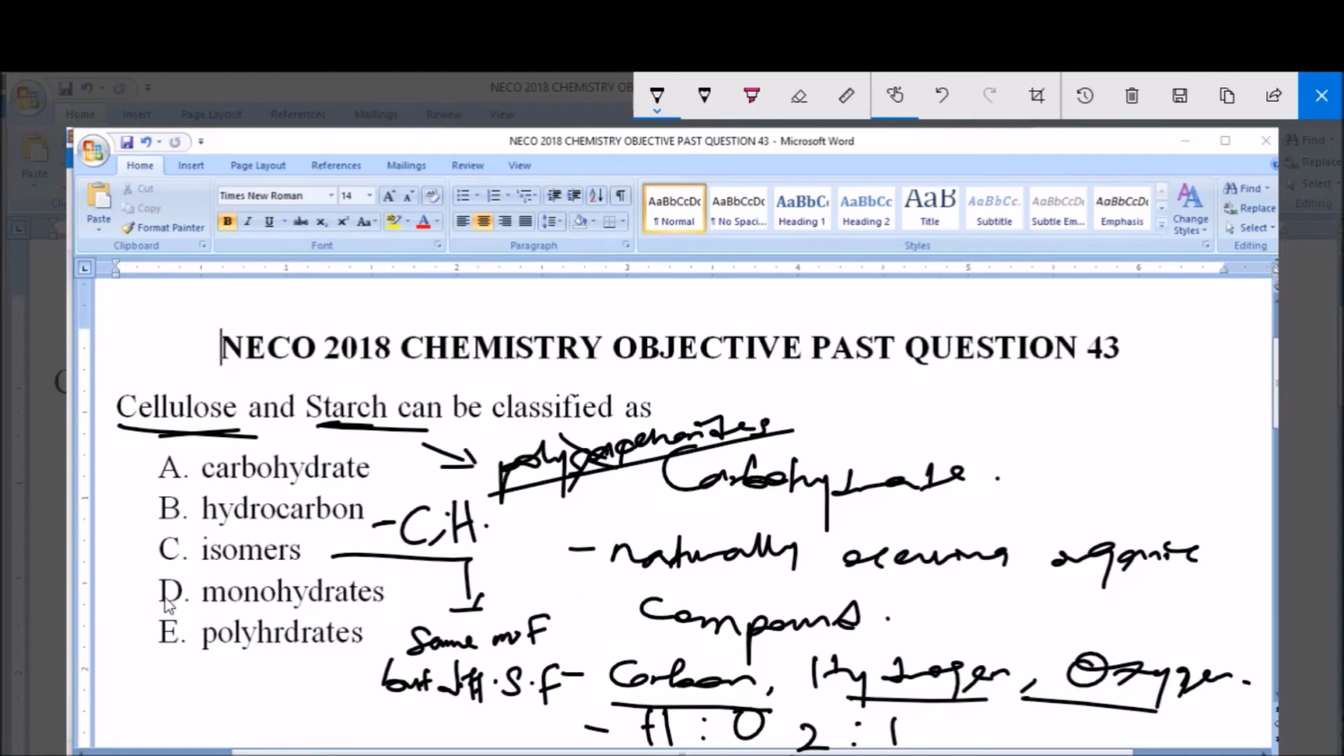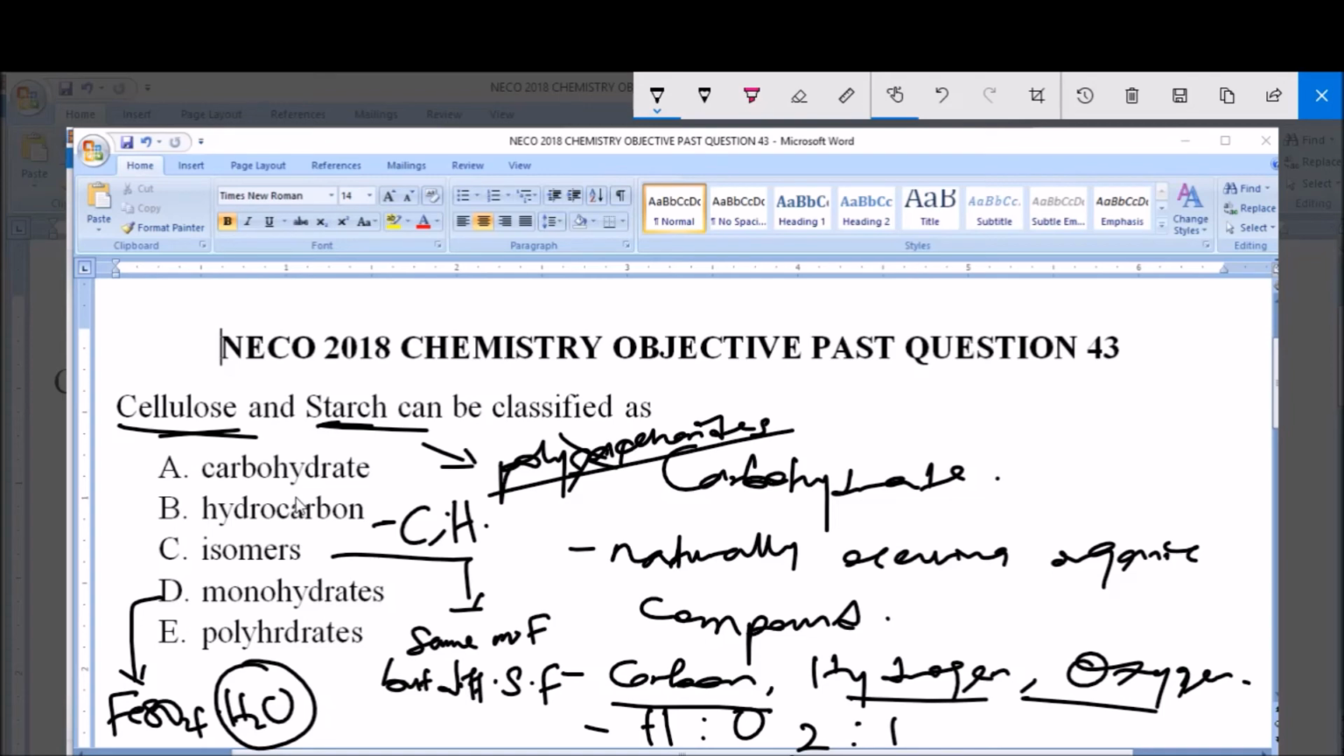Then option D says monohydrates. Monohydrates are compounds that contain just one molecule or 1 mole of water. An example is ferrous sulfate, FeSO4.H2O. You see that the water component here is just 1 mole. So we call it a monohydrate.